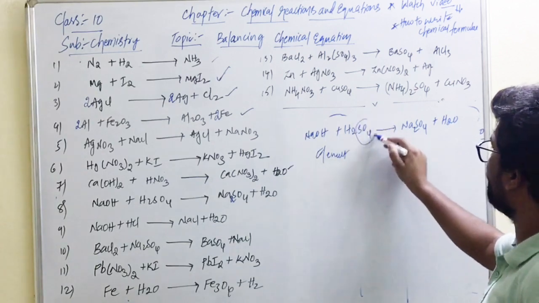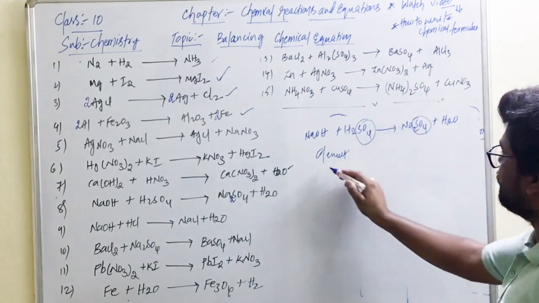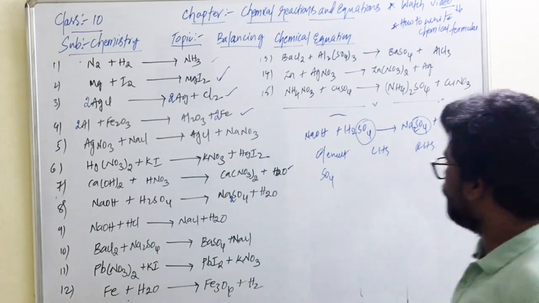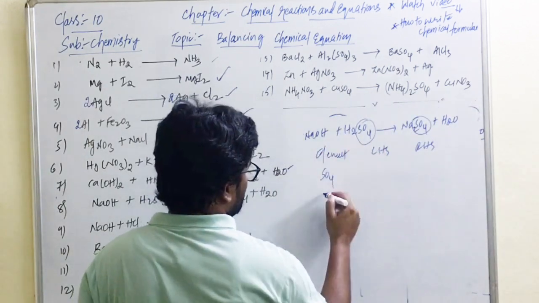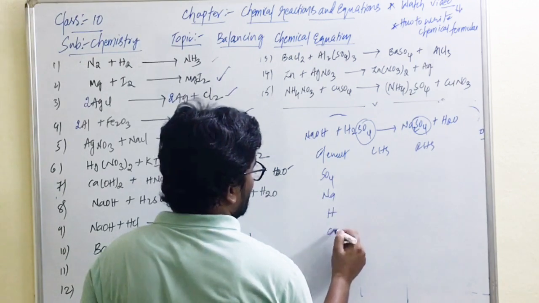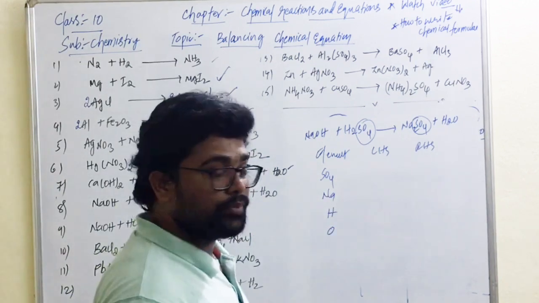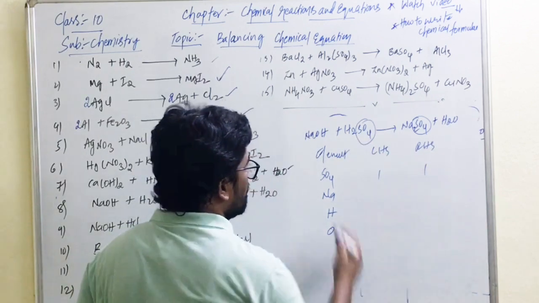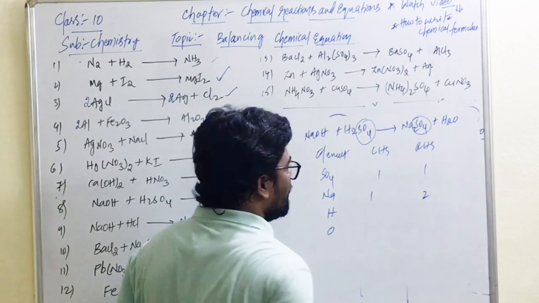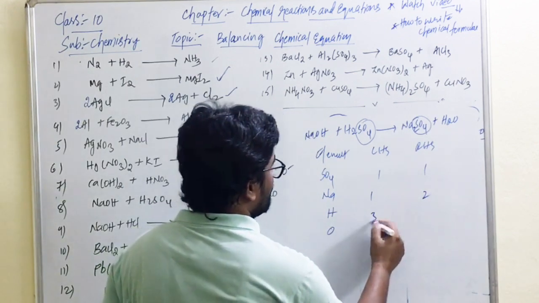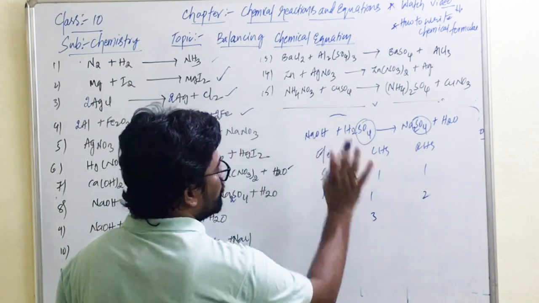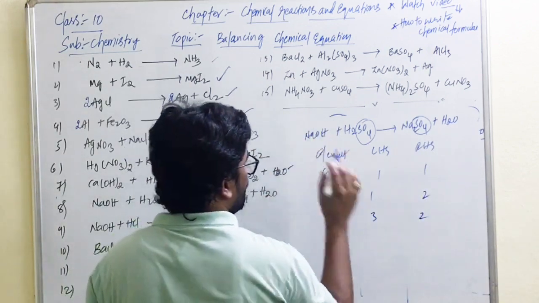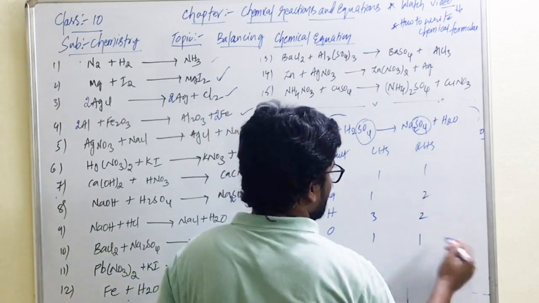Okay, we have the polyatomic ion sulfate, right? So first write down sulfate. Now next metals, sodium, then hydrogen and oxygen. Is it clear? Now let us count. Sulfate: 1 on the left hand side, 1 on the right hand side. Sodium: 1 on the left hand side, 2 on the right hand side. Hydrogens: 3 on the left hand side, 1 plus 2, 3, and we have 2 on the right hand side. Now oxygens: 1 on the left hand side, 1 on the right hand side, so it is unbalanced.